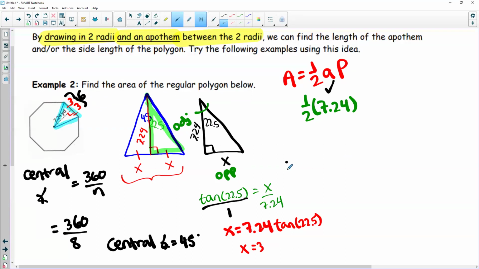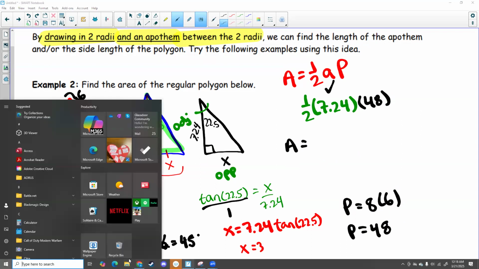So now that we know the side length, our perimeter is going to be, well, this is an octagon, so there's a total of 8 sides. So 8 times 6 would give us a perimeter of 48. So plugging in what we currently know, the area is equal to 1/2 of the apothem, which was 7.24, times the perimeter, which we now know is 48. And now we just have to multiply that out and we have our area.